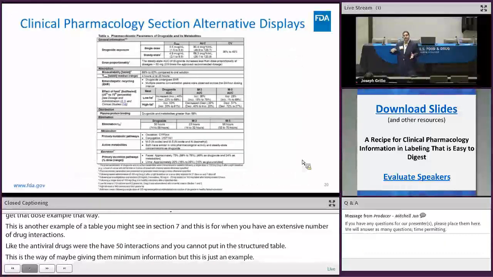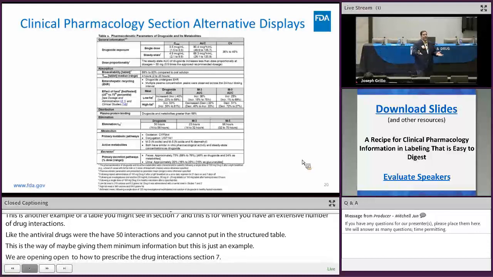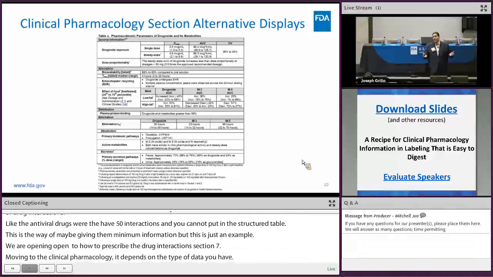So now moving to the clinical pharmacology section, Section 12. Again, it depends on the type of data you have. If you have a biologic with very limited PK information, text is fine. If you have a drug where it has not only the drug but multiple active metabolites that you have to account for the PK of, it becomes very complicated.